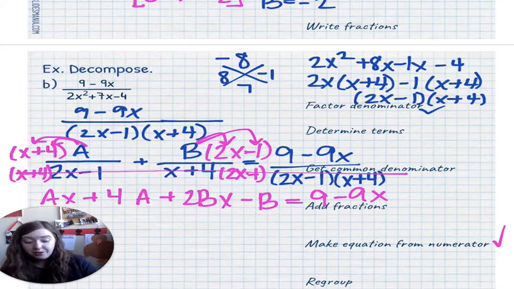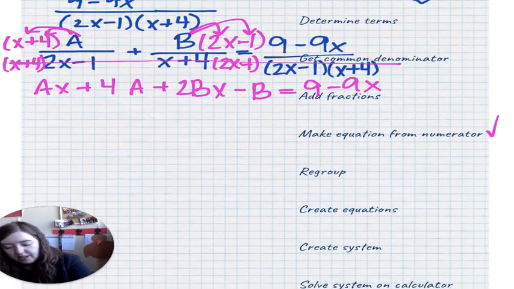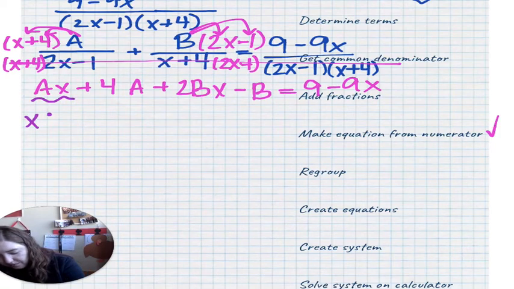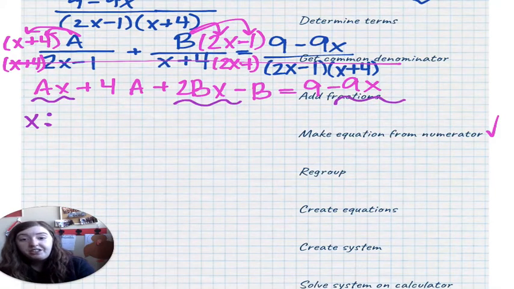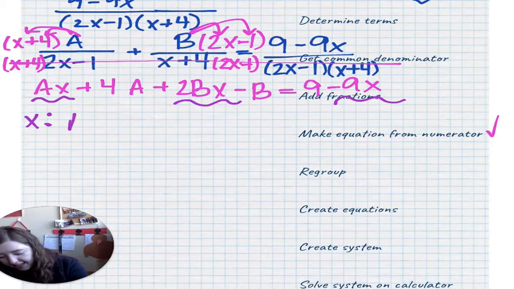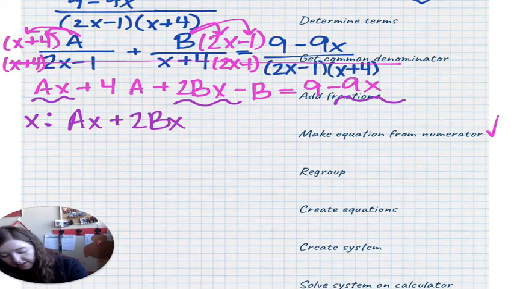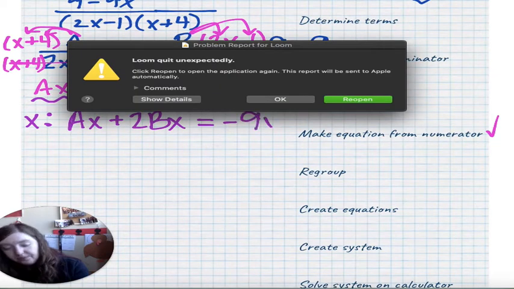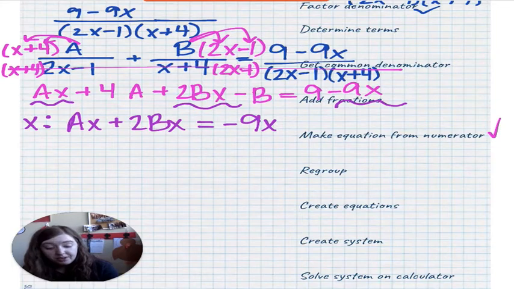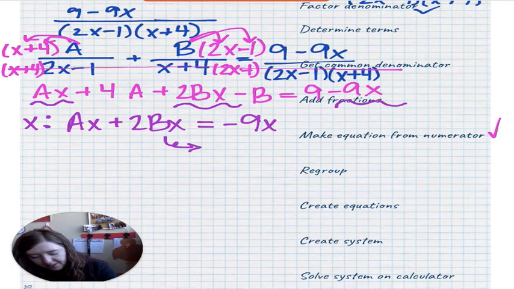Now we're going to regroup all of our x stuff. So I've got ax, 2bx, and negative 9x. We're going to make an equation out of him. So we have ax plus 2bx equals negative 9x. So then we'll get rid of all of those x's. So we'll really think of this equation as a plus 2b equals negative 9.